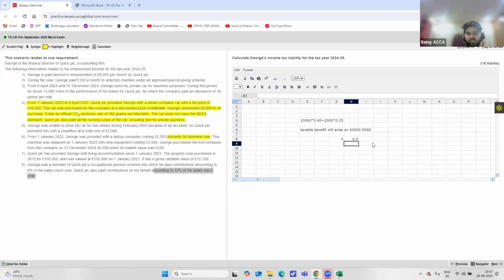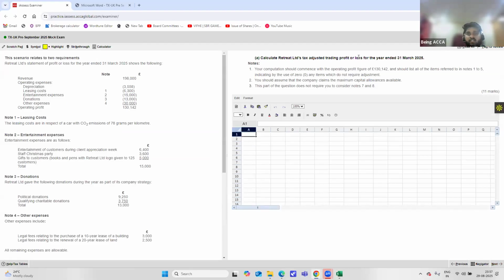Yes. And once you do all of that, whatever you get, you start computing your income tax liability, minus personal allowance and all of that. All right, clear? Let's move on to the next question.